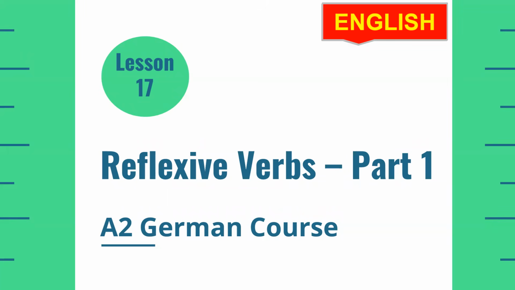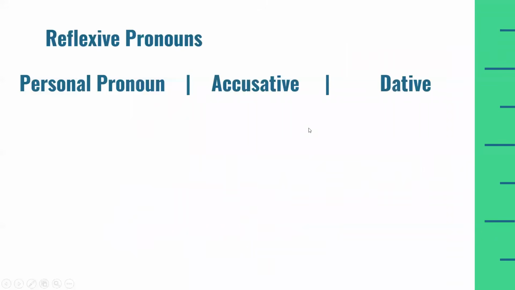Today is lesson number 17 of the A2 level of the German language course, and today's topic is reflexive verbs. It's a bit complicated topic, therefore I have divided this topic into different parts, and today we are going to cover the first part of reflexive verbs. So let's see what topics we are going to cover in today's lesson.